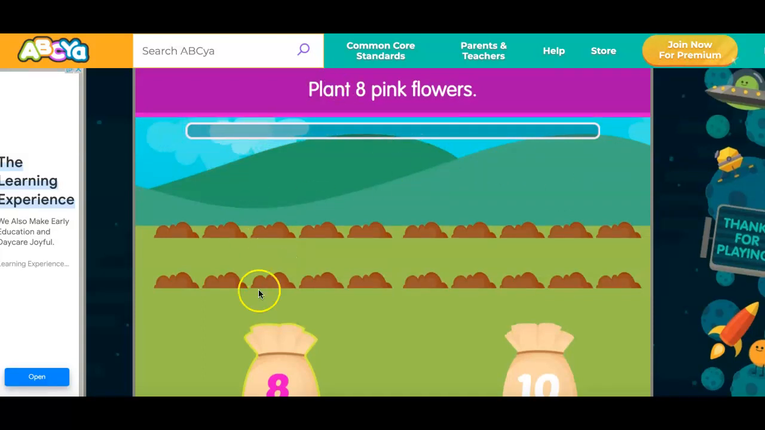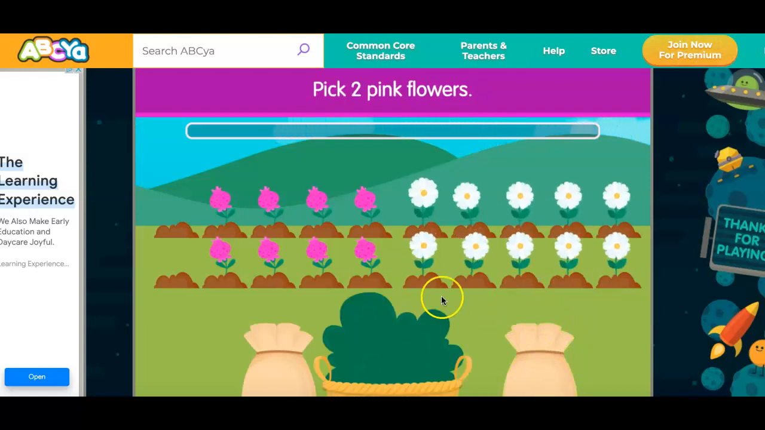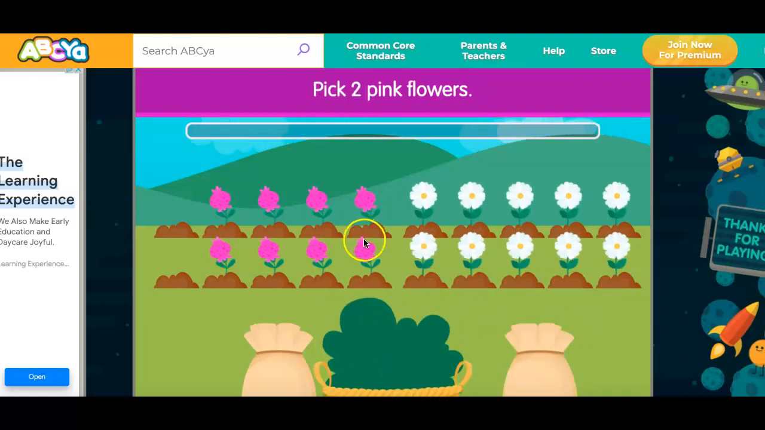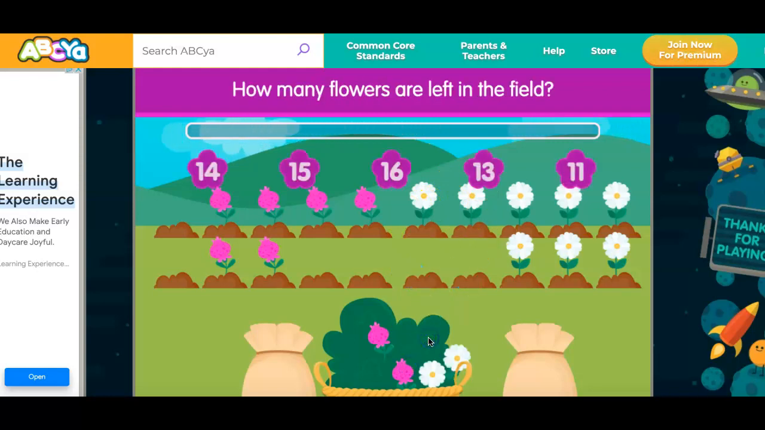So plant 8 pink flowers. You would plant all 8, then plant 10 white flowers. Plant all 10. And then it says pick 2 pink flowers. So you would put 2 in there, pick 2 white flowers. This is where students will obviously have to count and add.